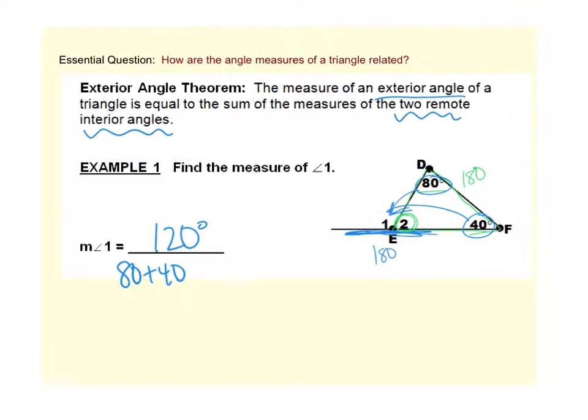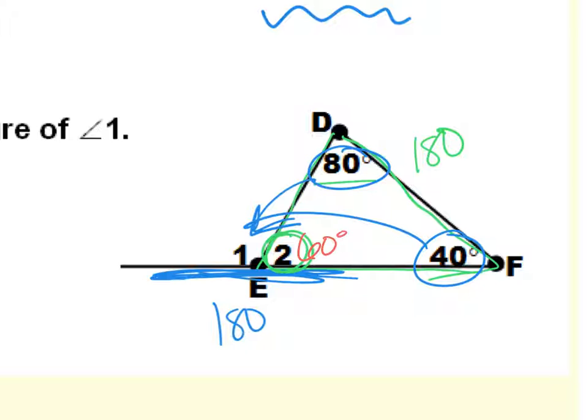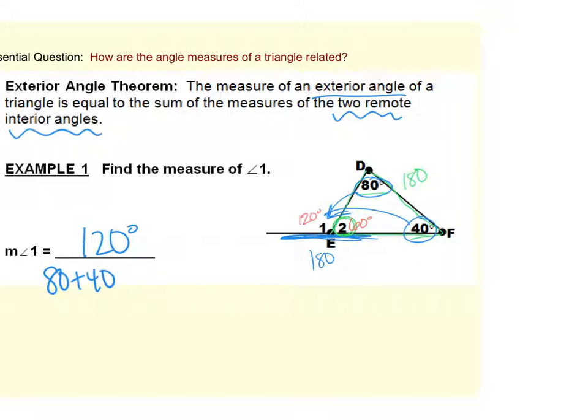So we said that this was 120, which means angle 2 is 60 degrees. On a straight line, angle 1 would be 120. So it's the same thing. It's the same thing as just adding your two outside angles, or your two inside angles.